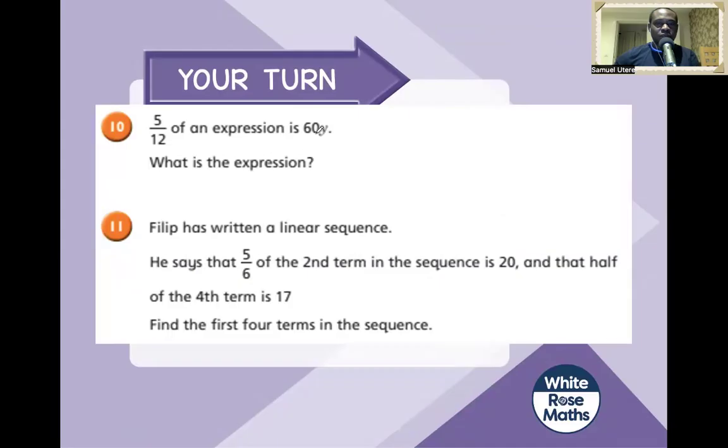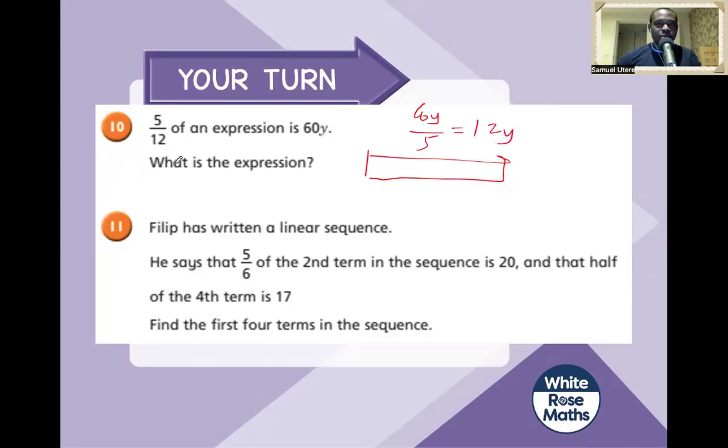5/12 of an expression is 60y. What is the expression? Again, you can use a bar model to do this real quickly. You have 12 parts. 5/12 of that is 60y, so 5 lots of that is 60y. It means each part is going to be 60y divided by 5, which is 12y.